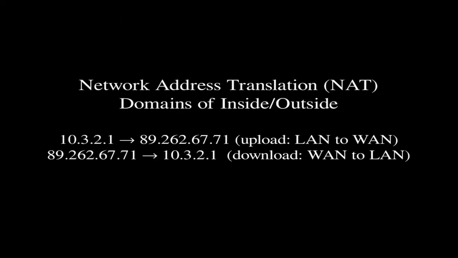Network address translation, or NAT, expresses the possibility for the internet, when it ran out of numbers in 2011, to continue growing. Here we see a 10.3.2.1, let's just say that's a local area network address, communicating with an internet address at 89.262.6771. That's an upload action from a LAN to a WAN. And then the download action coming from that same external WAN, a wide area network address, back to the LAN.